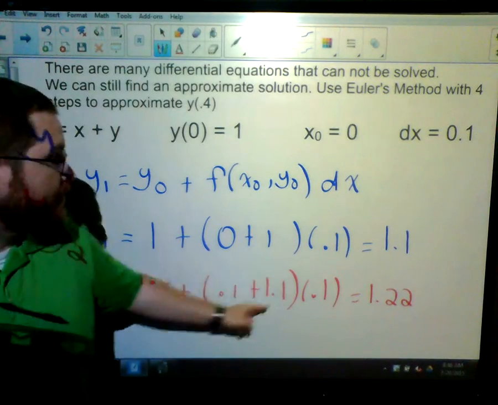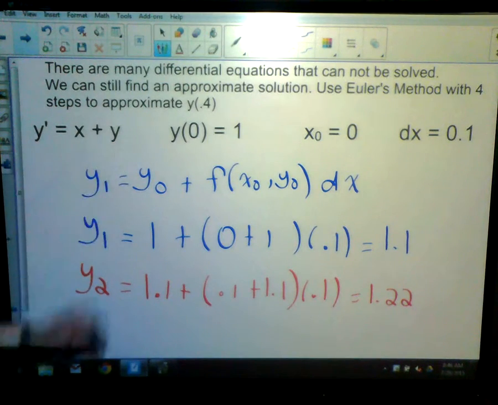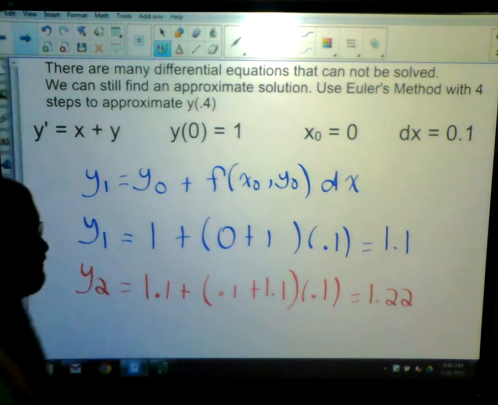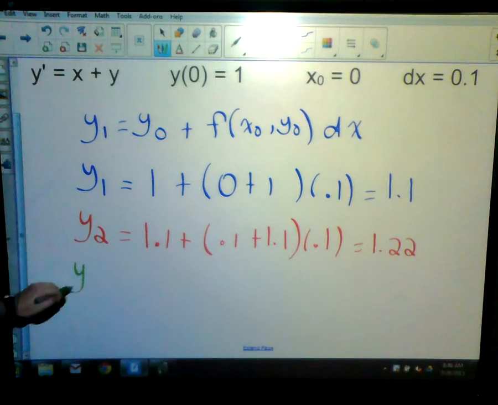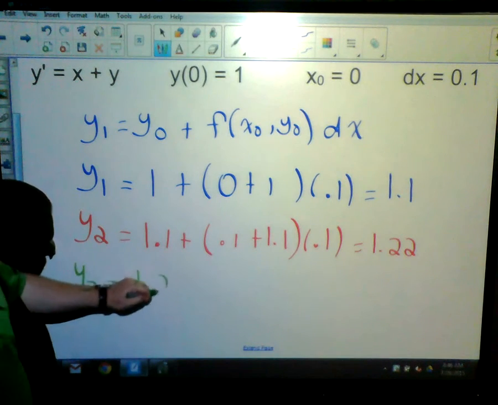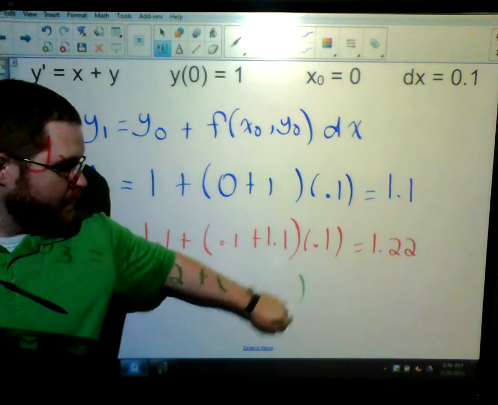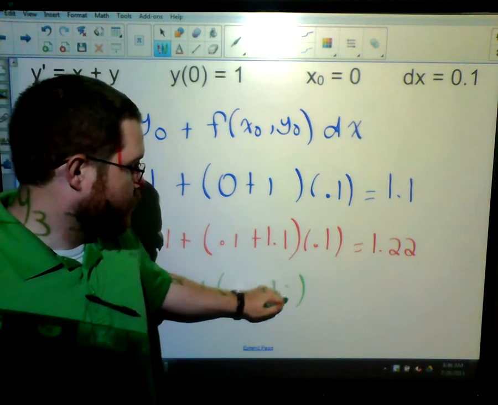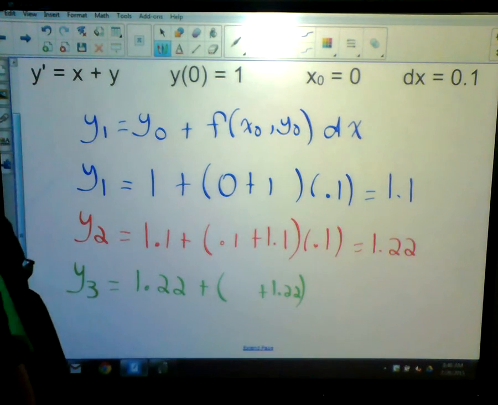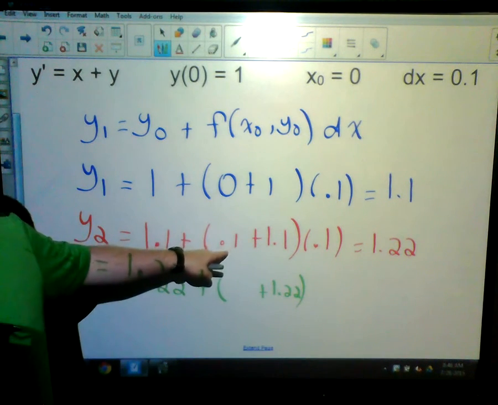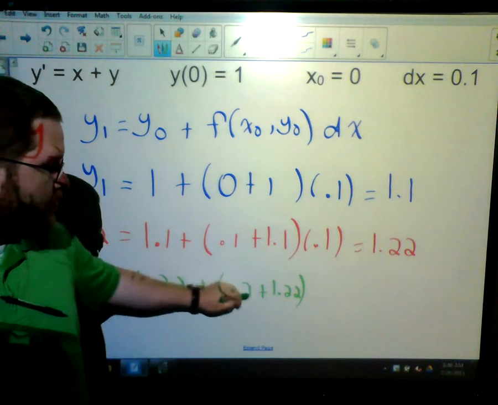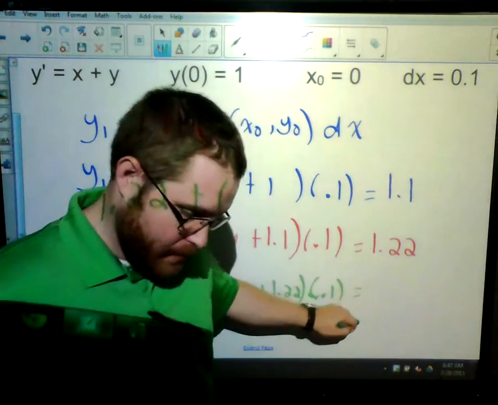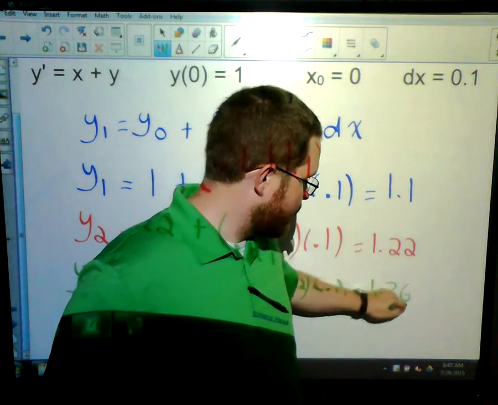Again, this is an easy derivative because I gave you an easy derivative. Some of them might be more complicated, like 2x plus 3y, and then you do 2 and a 3 there. Let's go to y3. It's the previous y value plus, plug in the 2 points for the derivative. The y value of the derivative is 1.22. What's the x value going to be? Well, it was 0.1. We're counting by 0.1, which makes it 0.2. The dx is going to be 0.1 in this problem, always. That's 1.362.